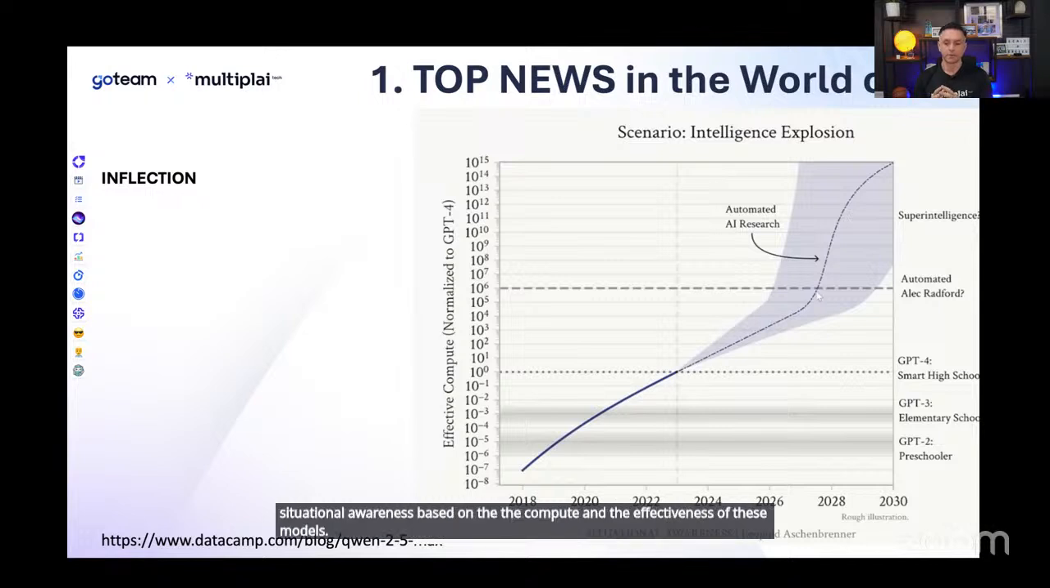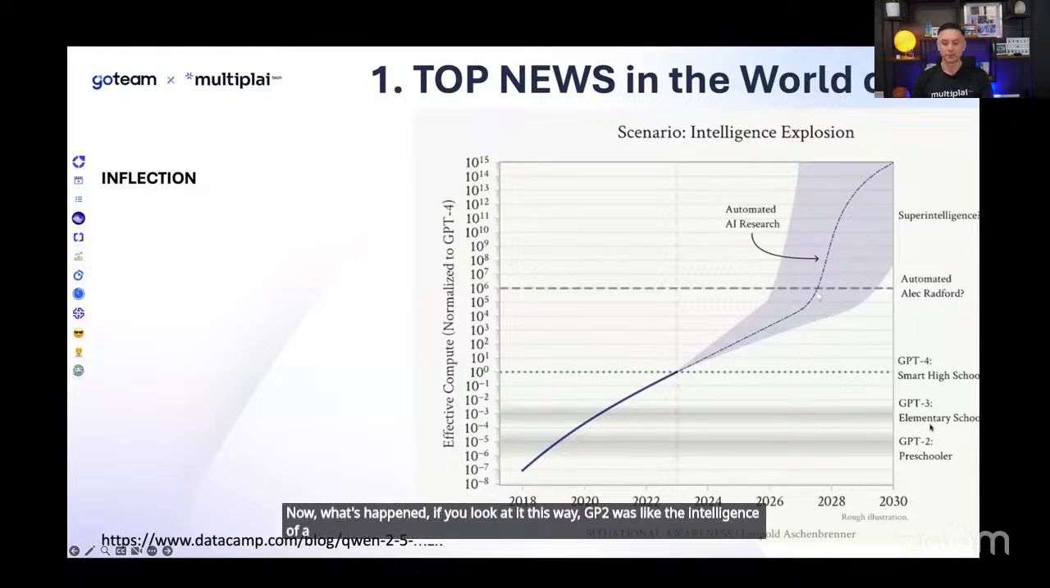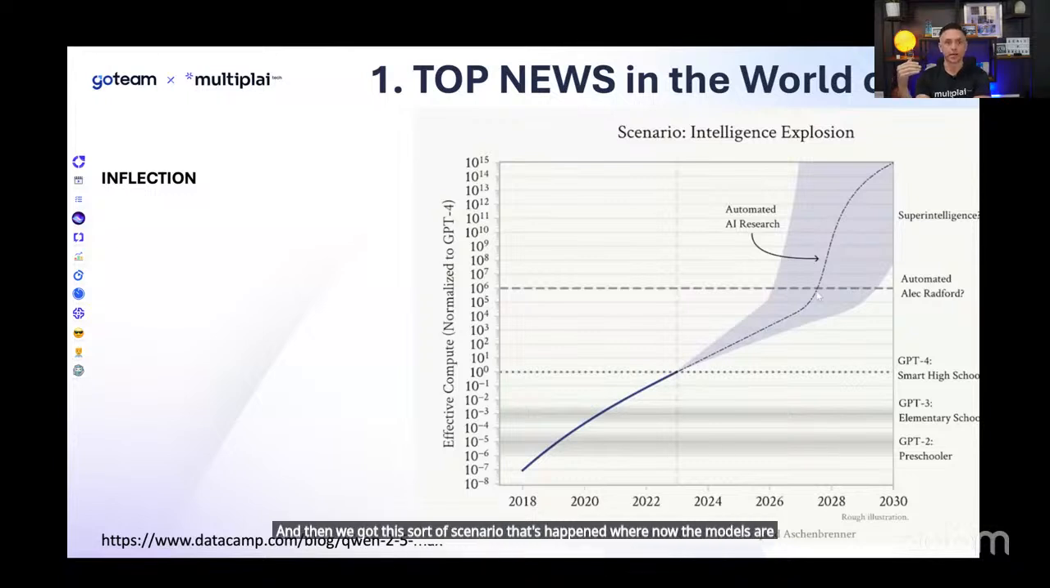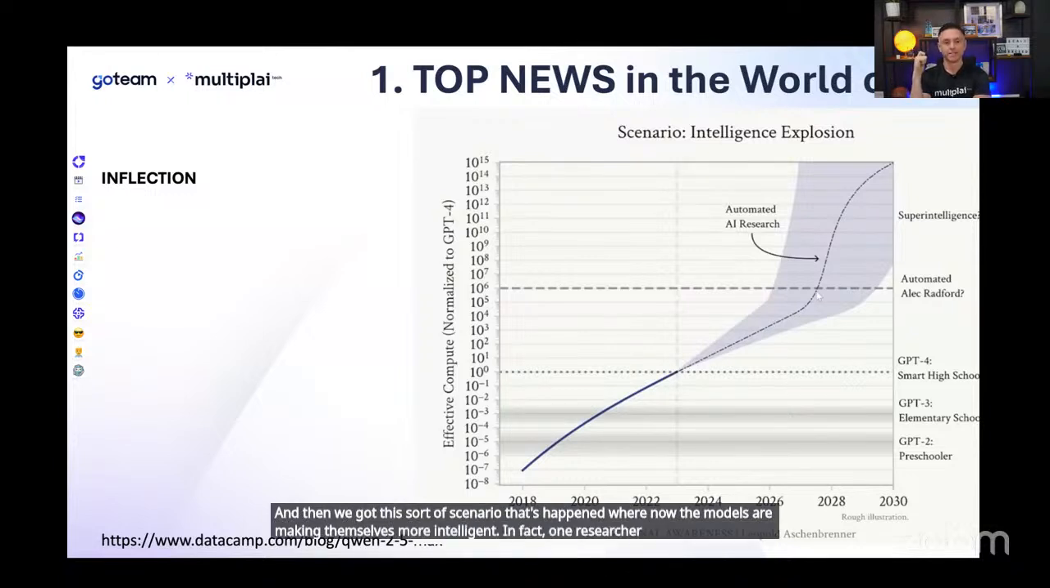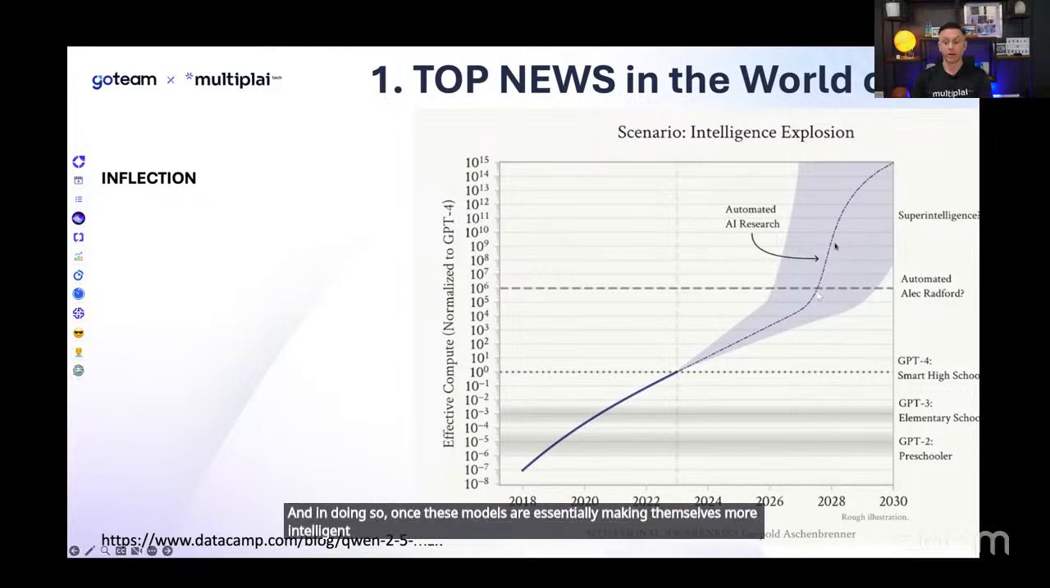Now, if you look at it this way, GPT-2 was like the intelligence of a preschooler, GPT-3 elementary school, GPT-4 a smart high schooler. And then we got this scenario where the models are now making themselves more intelligent. In fact, one researcher was able to get DeepSeek to act twice as fast, which is quite incredible. Once these models are essentially making themselves more intelligent, this is where everything takes off at a rate that's hard to predict now.